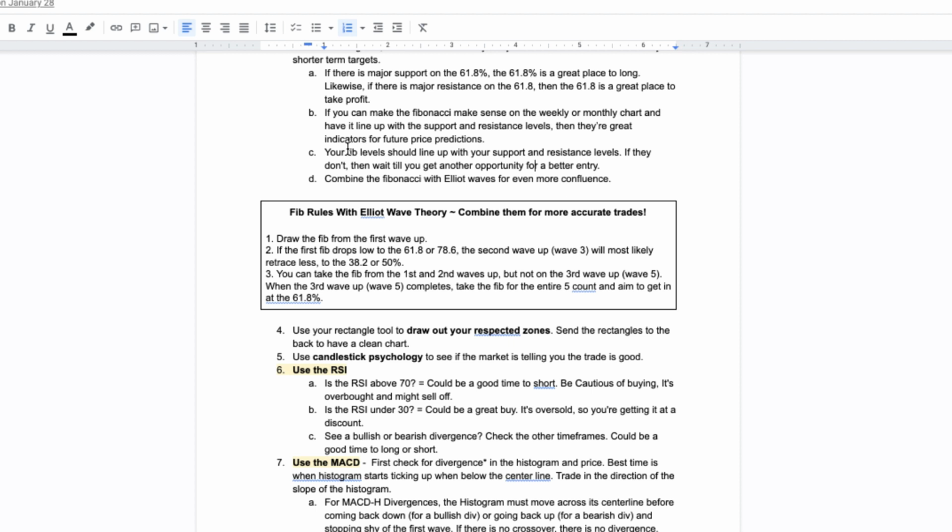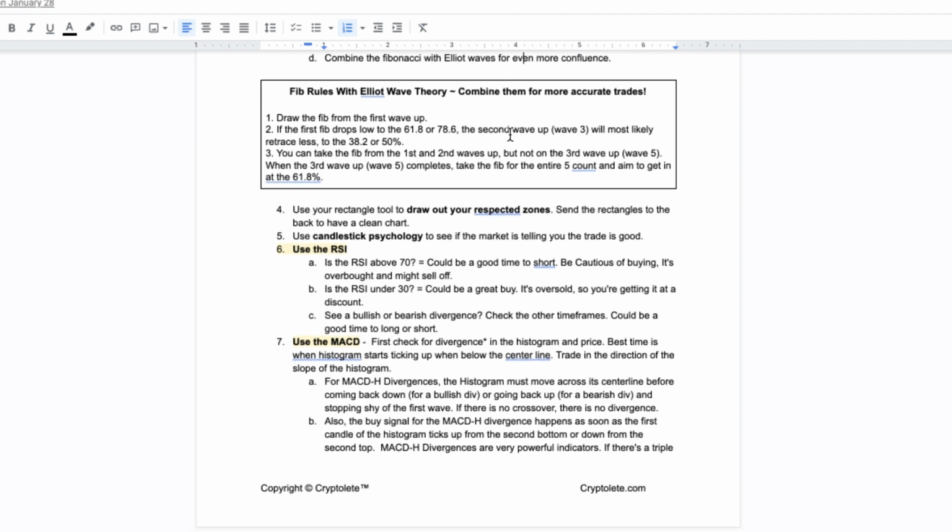I always use Fibonacci. Fibonacci is my favorite tool, my favorite indicator, so I always use it. And then I also combine Fibonacci with Elliott waves. Sometimes I do this, sometimes I don't. So this is the thing that I learned, is that you could draw the Fibonacci from the first wave up.